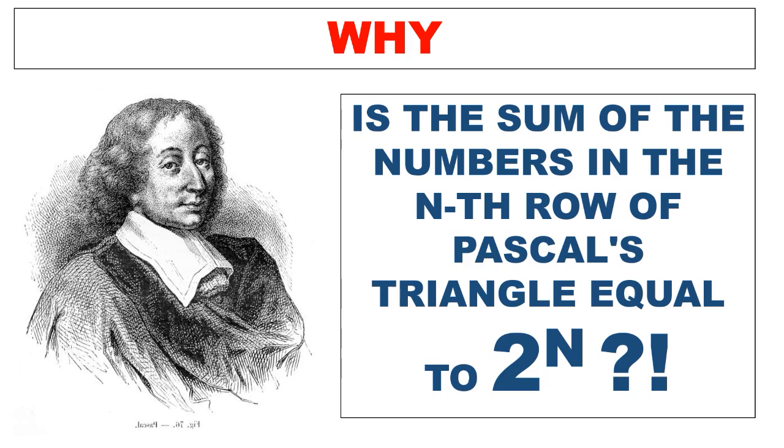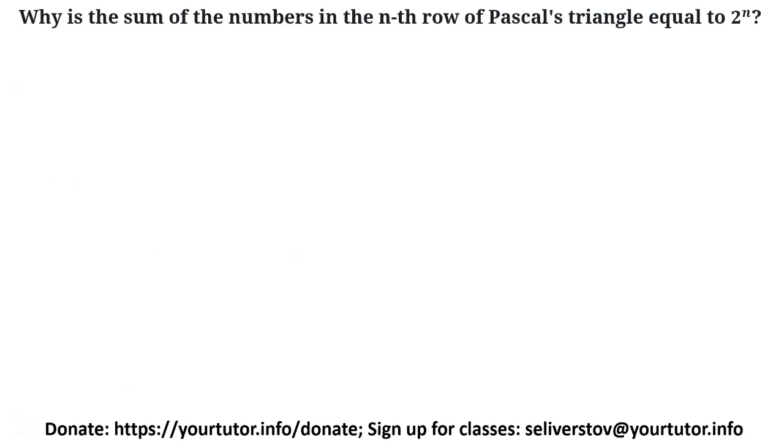Let's talk about Pascal's triangle today. Pascal's triangle is formed according to the following rules. At its top, or its zero row, we have a number 1. Further, the sides of the triangle are formed by ones.